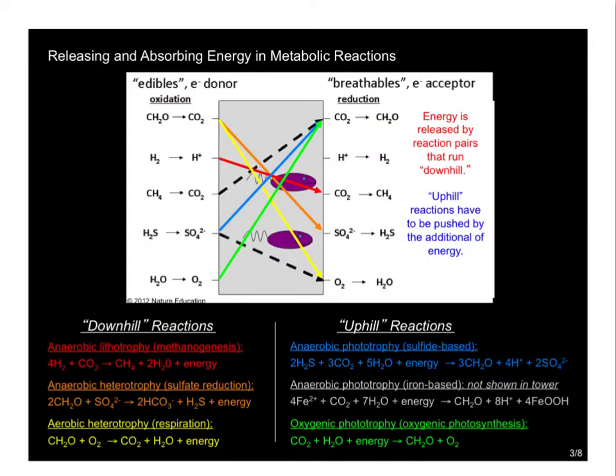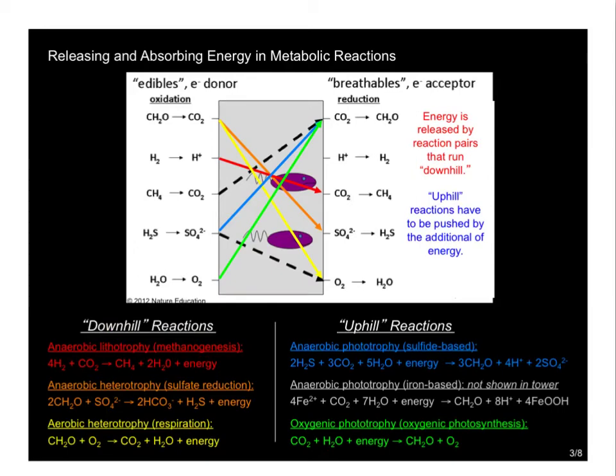The place to start is the microbial tower of power. Now recall that metabolisms obtain energy from paired reduction-oxidation reactions in which an electron is exchanged. If the oxidation reaction, shown here on the left-hand side, releases more energy than is necessary to drive a reduction reaction, shown here on the right-hand side, that surplus energy can be harvested metabolically. Such combinations are these downhill reactions, the orange line here, the yellow line here, and the red line here. These are summarized down here in terms of their chemistry on the lower left-hand side of the slide.